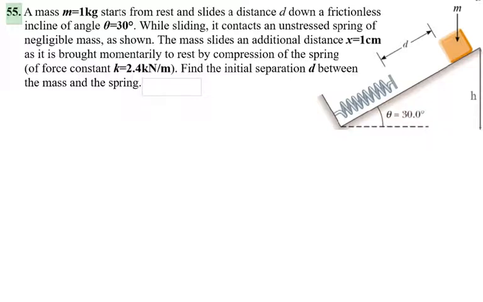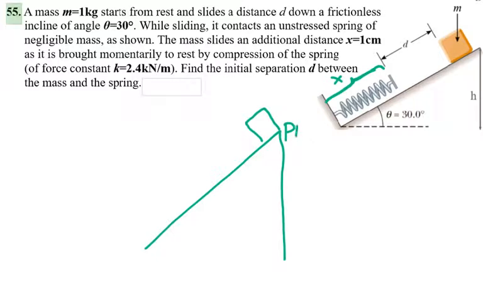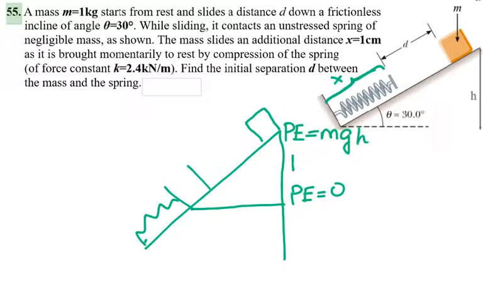I'm going to assume that this whole thing is the compression, even if it is not the compression. Let me show you this right here. The block starts here and has potential energy, and here is the spring, and it will only compress by this much. This is where the gravitational potential energy is equal to 0, and this is the maximum mgh, and this is my h.